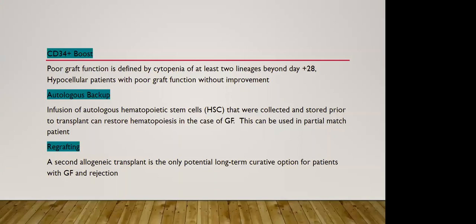So autologous, we prefer especially for partial match patients. After giving this bone marrow, they may be rejected, so we prefer an autologous backup. And next, regrafting, or a second allogeneic transplant, may be preferred.